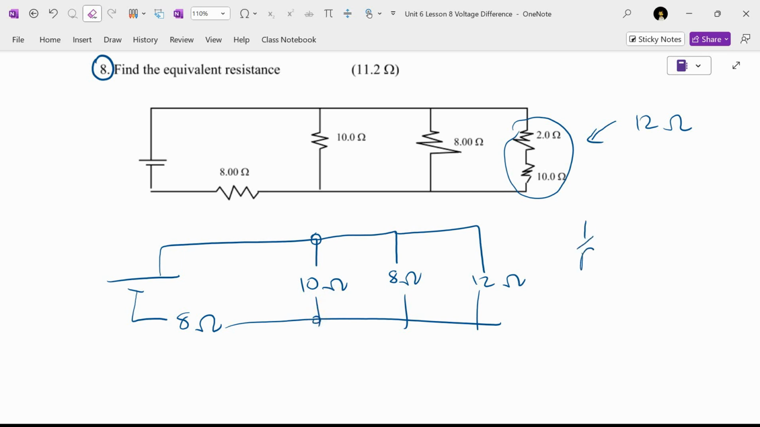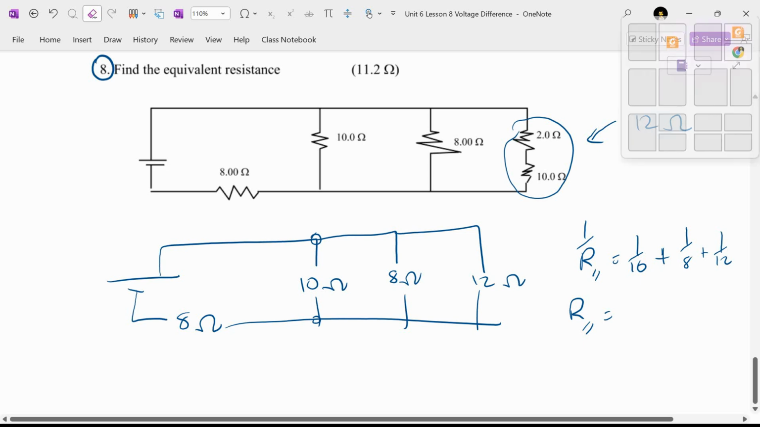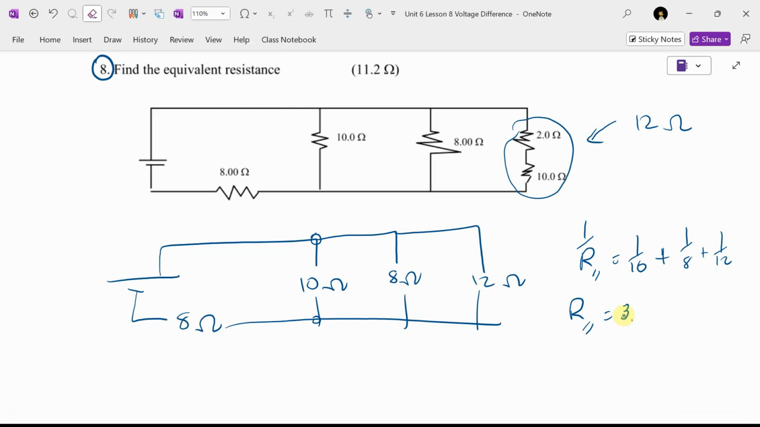Now I can go 1 over R parallel. That's going to be 1 over 10 plus 1 over 8 plus 1 over 12. If I combine those ones, oh, wrong button. It's going to be 10 reciprocal plus 8 reciprocal plus 12 reciprocal. Don't forget to take the reciprocal of this. And I get 3.243 ohms.